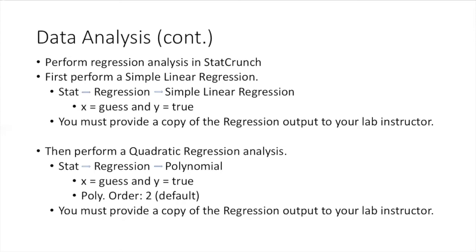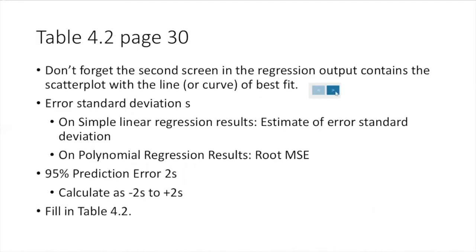Then you will perform a quadratic regression analysis. Again, this is only for the lab. You won't use it for exams or lectures. Go to Stat, Regression, and Polynomial. X is guess and Y is true. For polynomial, the order by default is 2. You don't need to change this. And you must provide a copy of the regression output to me. So table 4.2, page 30.